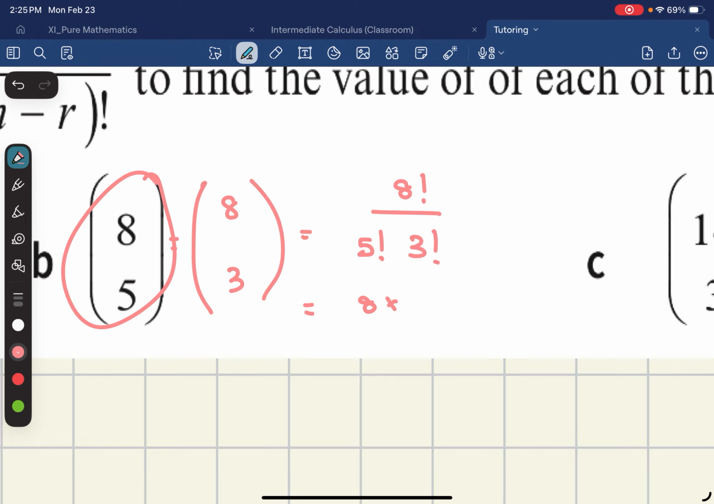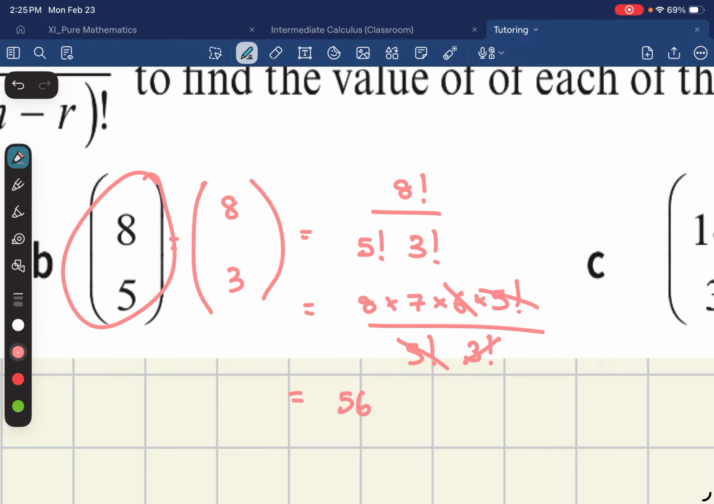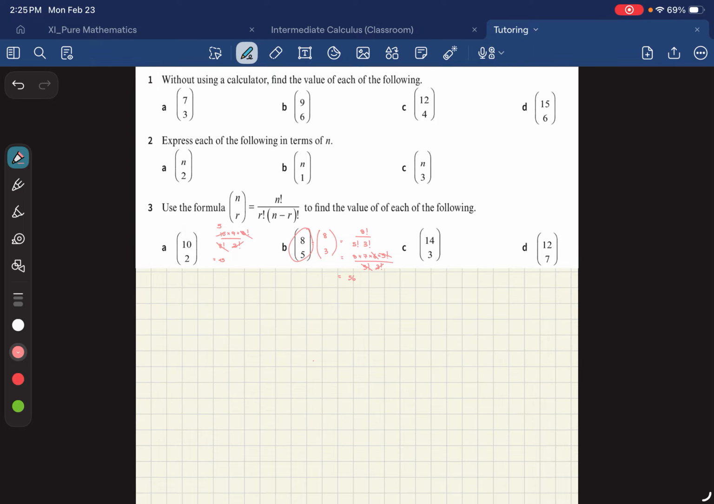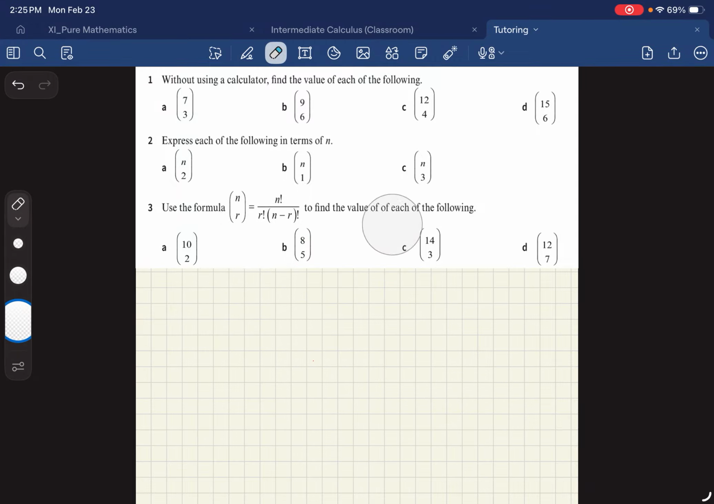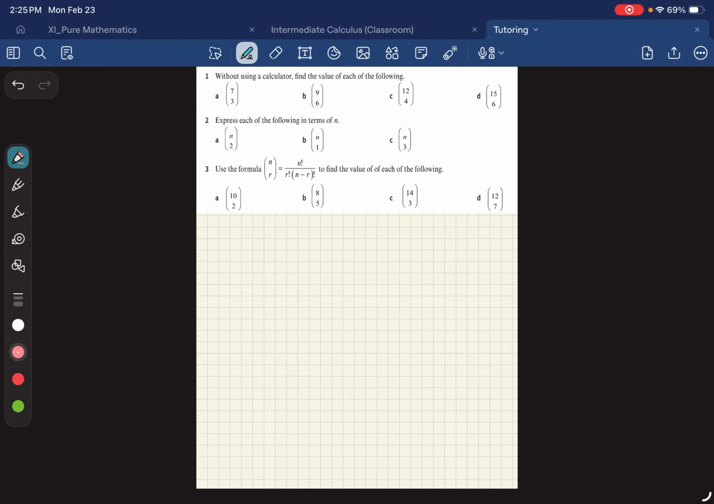So you have 8 times 7 times 6 times 5 factorial divided by 5 factorial times 3 factorial. You cancel these out. 3 factorial is just 6. And then you have 7, 8. That is just 56. So I'll leave you to try C and D because these are very basic questions.